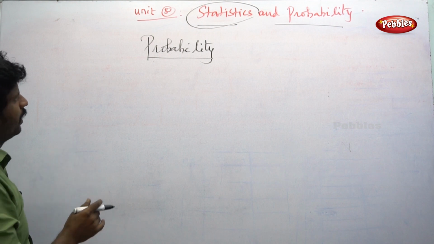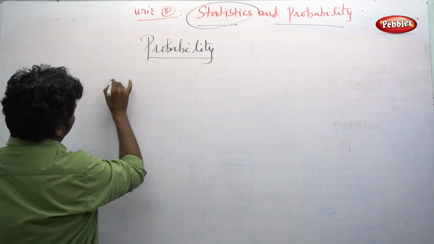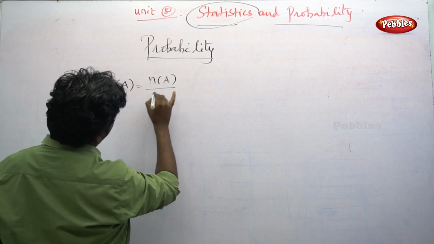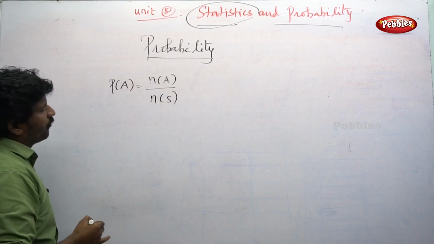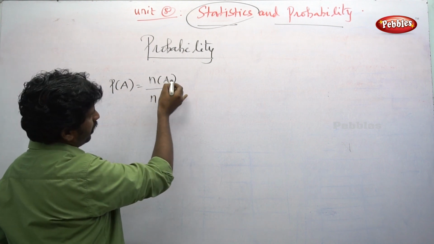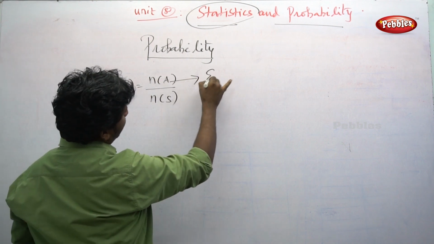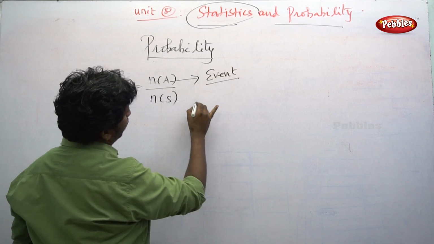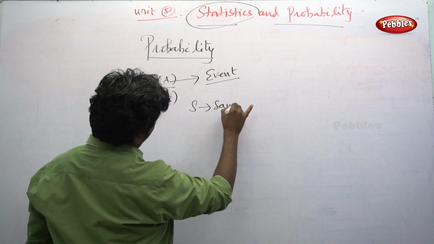The main formula in probability is: the probability of A is equal to n of A by n of S. Here A can be A, B or C; they are events. And S is the sample space.